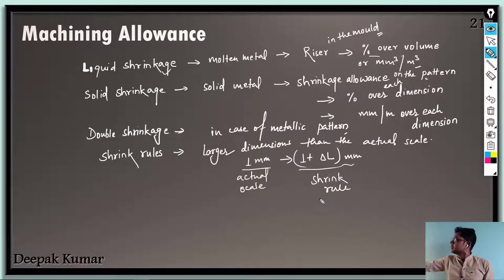So much noise. Okay, so all these things we have discussed in the last class. Now we will proceed further with machining allowance.